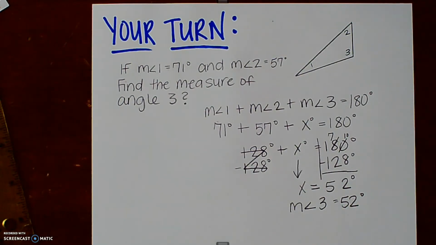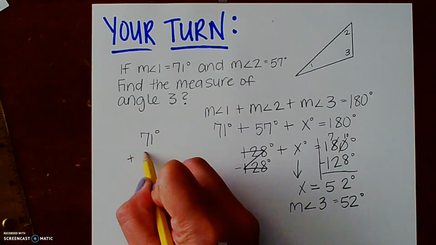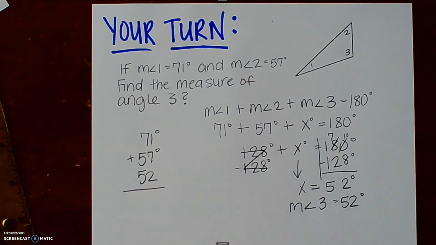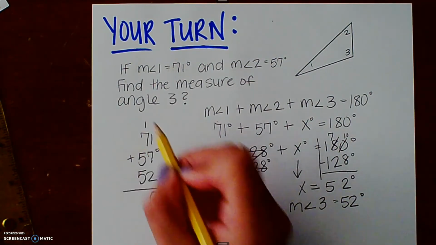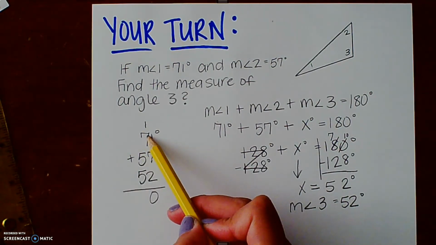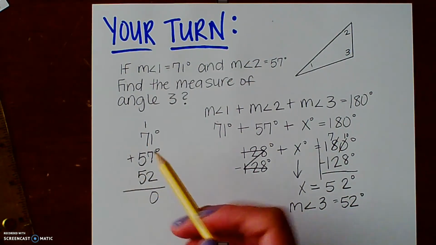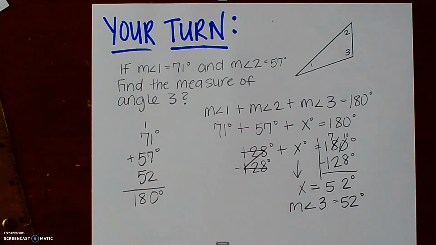And again, I do want you to go back and check and plug it in. Take all 3 of your numbers, add them together. Make sure that it comes out to 180 degrees. So 71 degrees plus 57 plus 52. Okay, so 1 plus 7 is 8. 8 plus 2 is 10. I'm going to carry the 1. 1 plus 7 is 8. 8 plus 5 is 13. 13 plus 5 is 18. So again, yes, they do add up to 180 degrees.